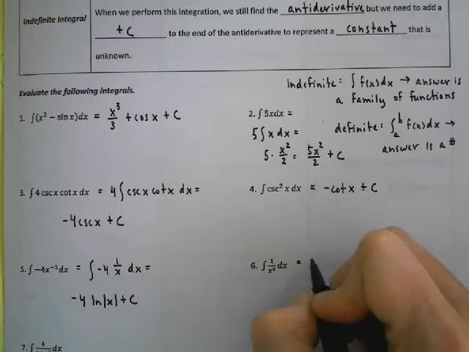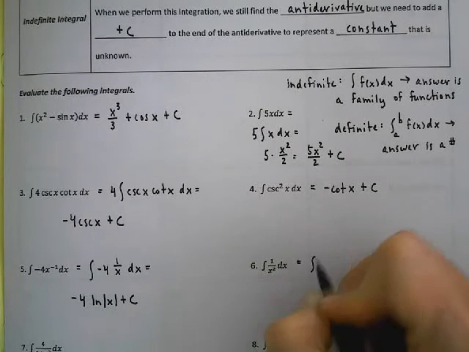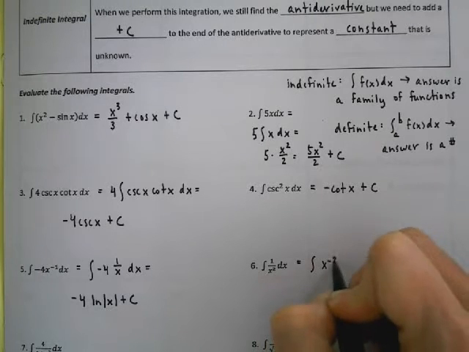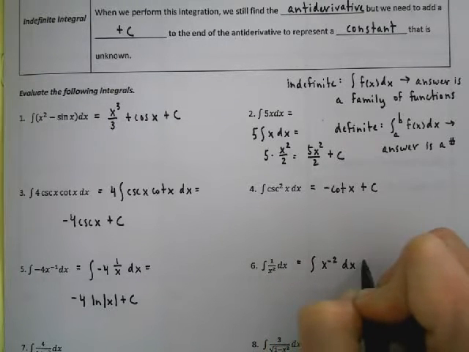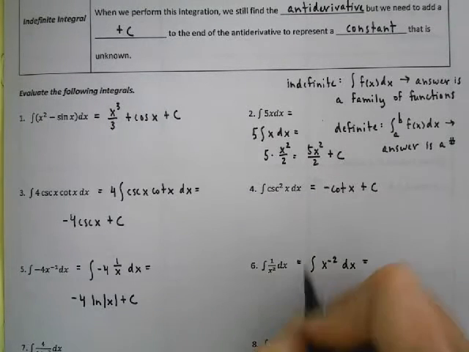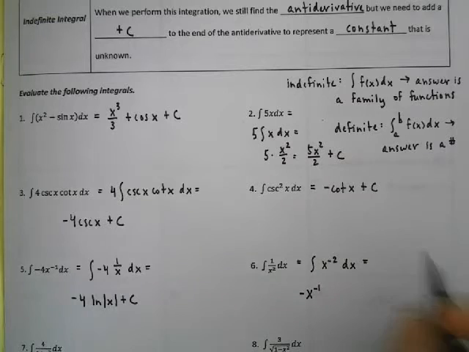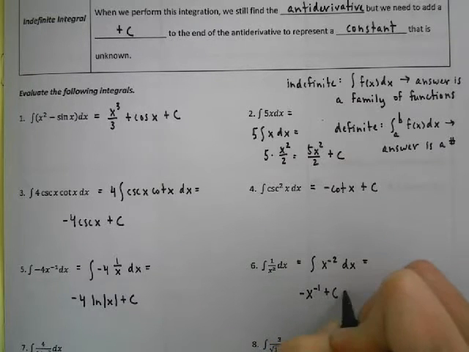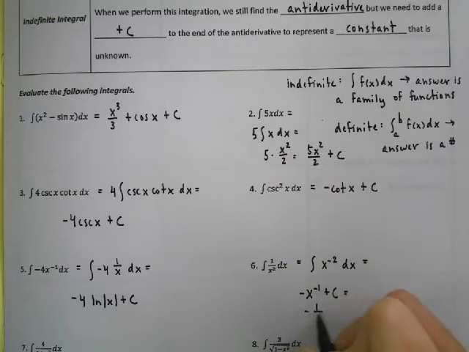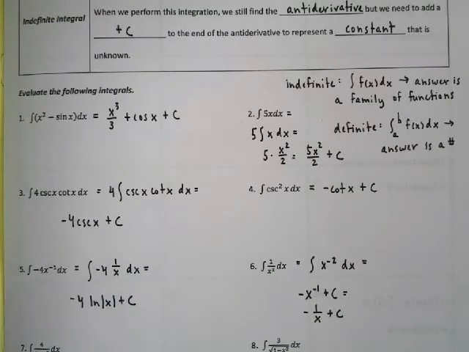For number 6, here I can use my power rule. I'm going to rewrite this as x to the negative 2 dx. So now if I add 1, I'm going to get x to the negative 1. And then I divide by that, so I get negative x to the negative 1 plus c. Or I can just say negative 1 over x plus c. Either form is fine.